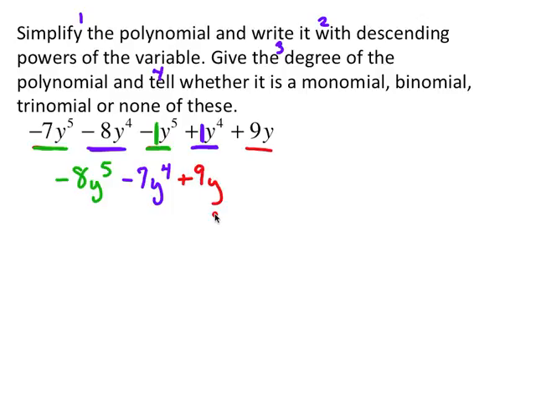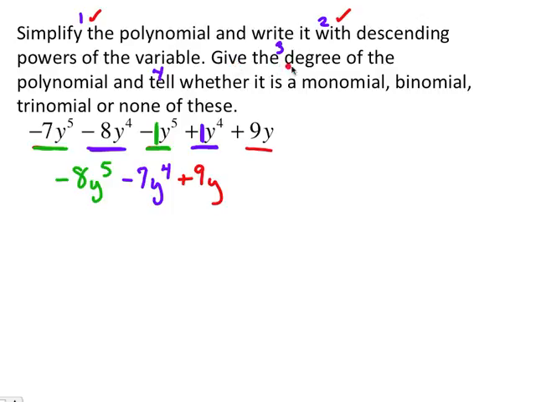Okay, so we've done number 1. We've simplified it. Second thing is we need to make sure that it's written with descending powers of the variable. So if you look at each of the exponents, the 5, the 4, and this one is actually a 1, they just don't write it. We want to make sure those are in descending order, and they are. So we actually have already done number 2. Okay, if they weren't, then we would need to rearrange the terms a little bit. So we might have to put this blue term up in front of the green one in order to make them in descending powers. But this is already done.